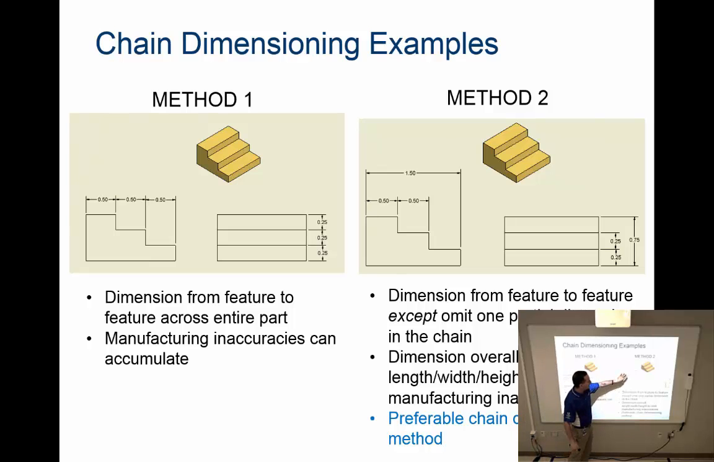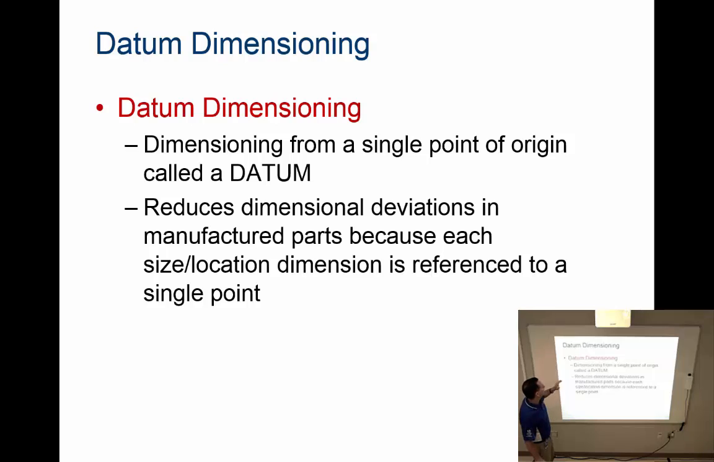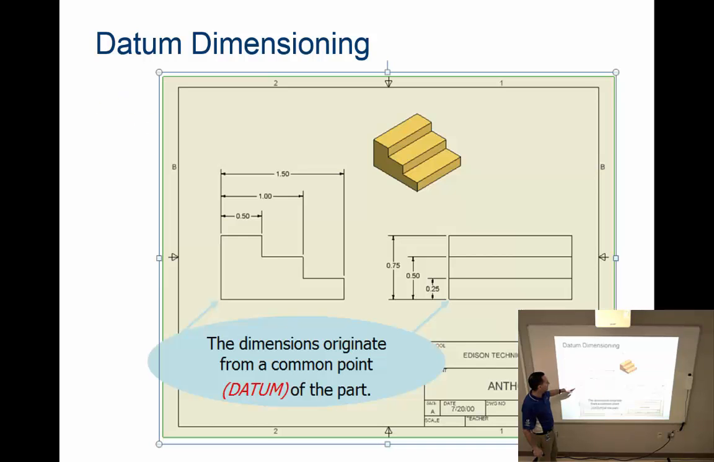So this would be the preferred method of doing chain dimensioning, is to have the overall dimension included as well. Another way is to do datum dimensioning, and datum dimensioning happens when you place dimensions from a single point or origin. So they all reference back to that same place. And this is the way typically that I place dimensions on drawing. It's going to reduce the amount of dimensional deviation in manufactured parts, because size and location dimensions reference to a single point.